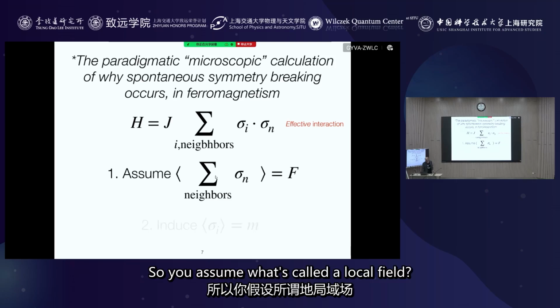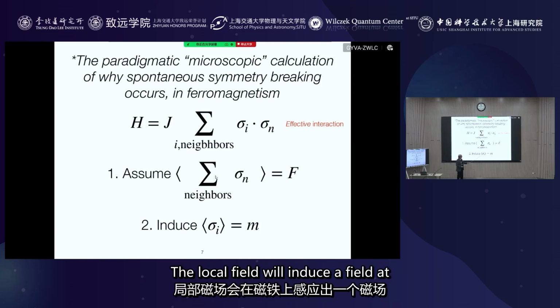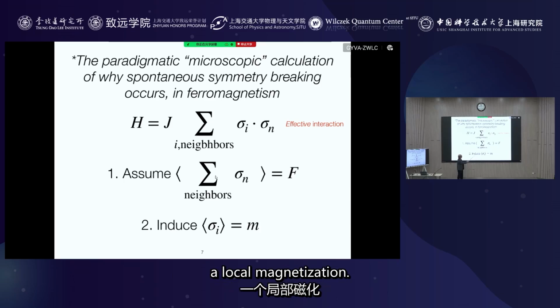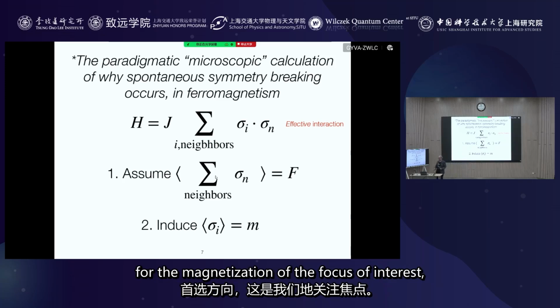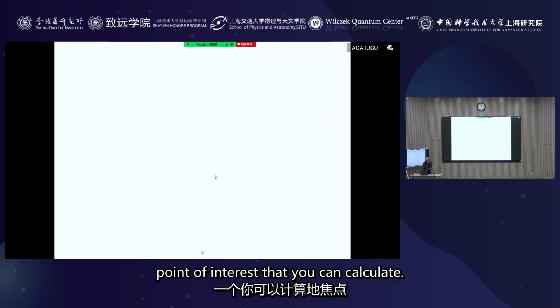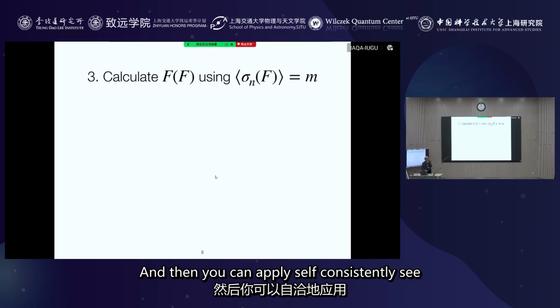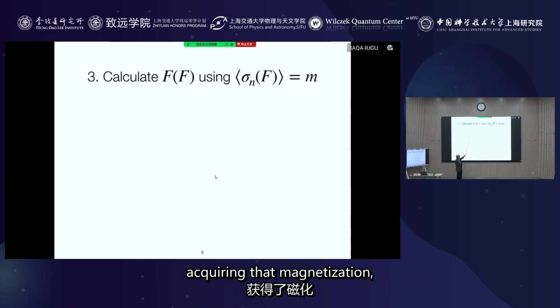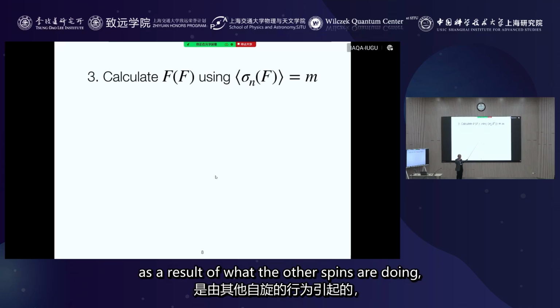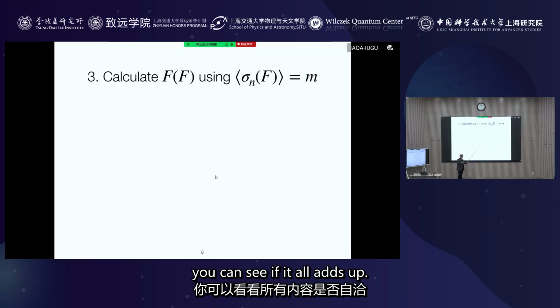So you assume what's called a local field. The local field will induce a local magnetization, and then that will induce a preferred direction for the magnetization at the point of interest, that you can calculate. And then you can apply self-consistency. If you assume that the spins are acquiring that magnetization as a result of what the other spins are doing, you can see if it all adds up.